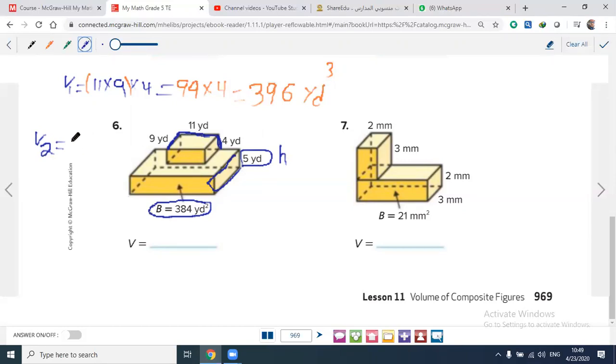So I have to multiply. What is base? B, base, area of base. Base and height. So I have to multiply base and height. Base is 384, times by 5.